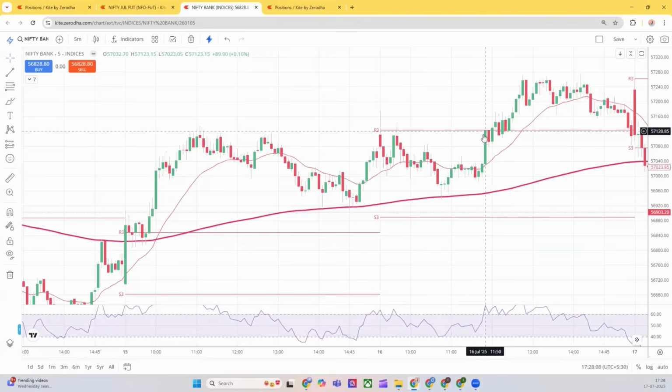Once R3 is broken out, you get a breakout here. Two times it was attempted and failed, here also it failed, and now the breakout happens and you go on the upside.